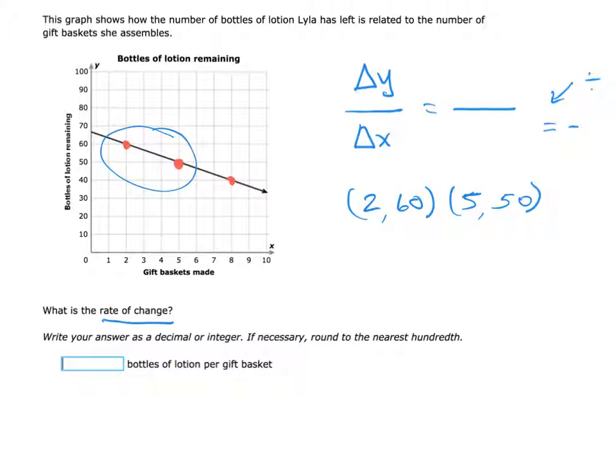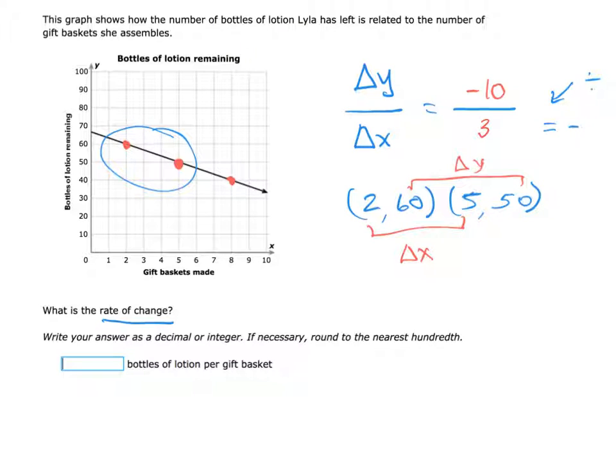Just like we did in the other problem, I have to find the vertical change, and then the horizontal change. From 60 down to 50 is a decrease of 10. From 2 to 5 is an increase, because remember, we're still moving in a positive direction in terms of x. It's only the y that's going down. So from 2 to 5 is an increase of 3.